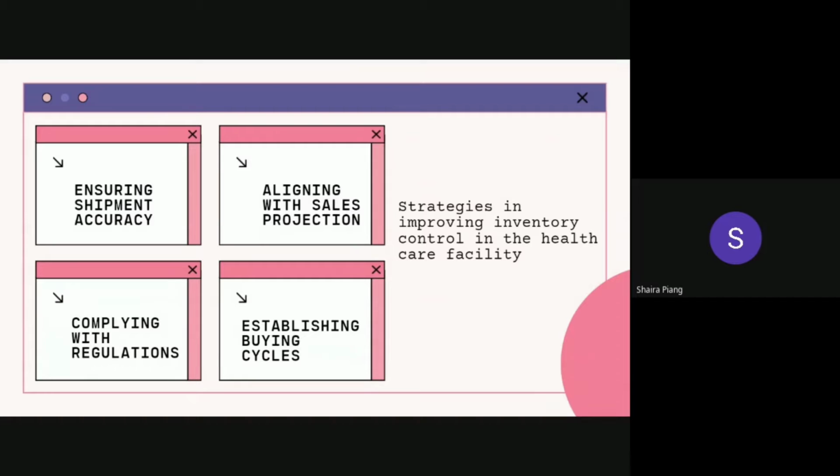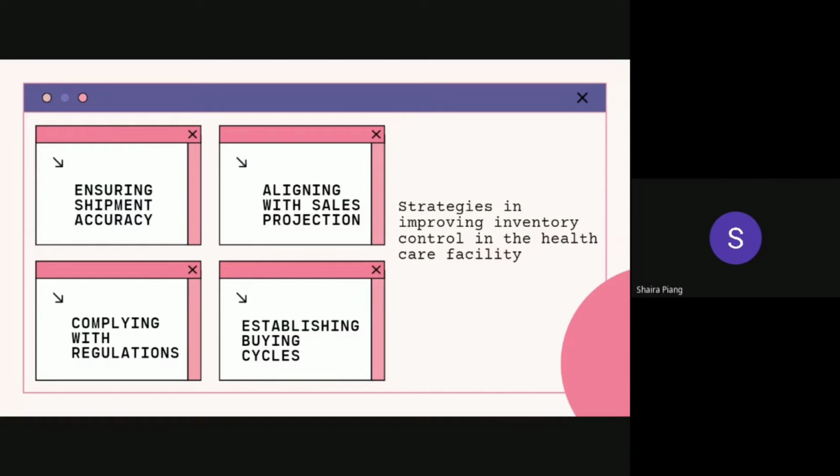Second, aligning with sales projections. Coming up with an inventory tracking report in comparison with actual sales proves to be a challenge in the field of medicine. However, it is necessary to prevent wastage, identify trends, and ensure that there is no excess inventory.